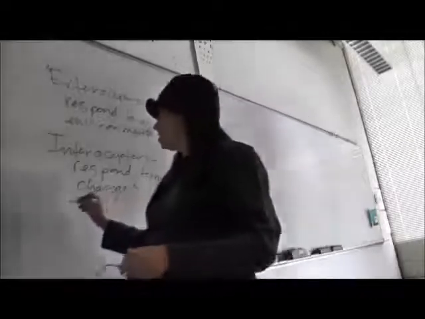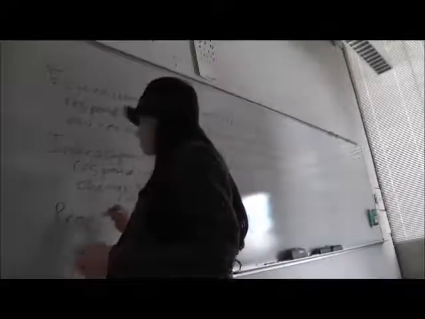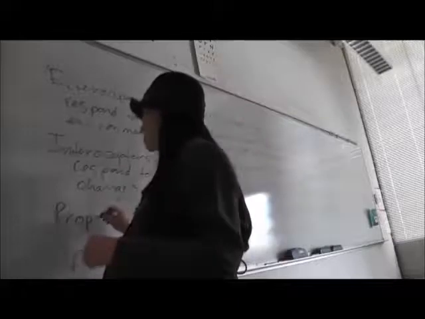And then the third type by location are proprioceptors. These are found in your joints and your muscles. And these are what's communicating that information up to your cerebellum to tell you about your place in space.